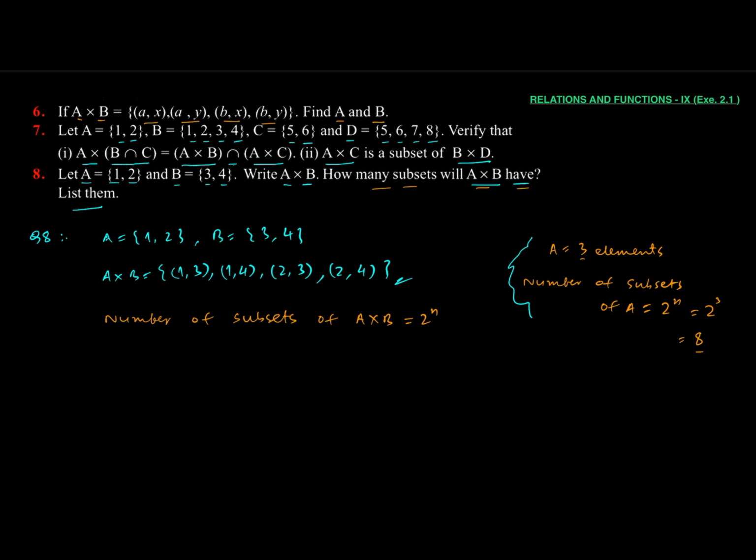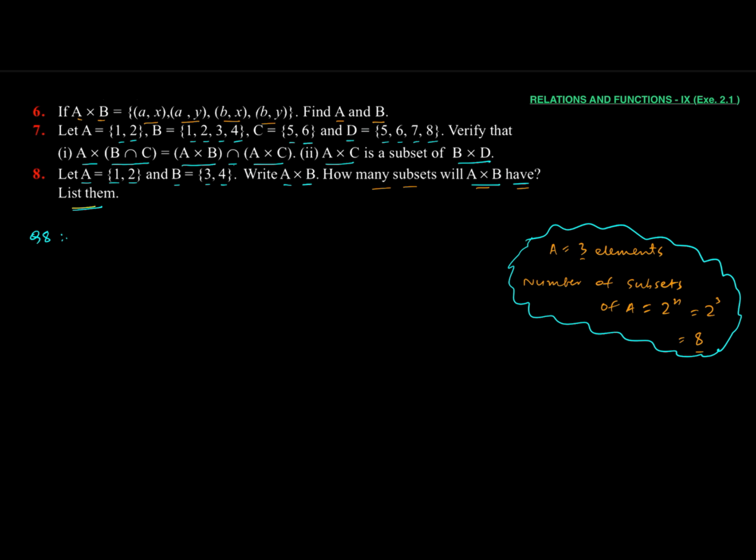So this is the point which is to be remembered. So here one can observe that set A cross B is having 4 elements, which means the number of subsets in A cross B will be equal to 2 powered n. So n in this case is 4. So the number of subsets will be 16. So this is our second answer. The third part is list them. So in this third part, we'll have to enlist all the subsets of A cross B, which means we'll have to enlist all the 16 subsets.